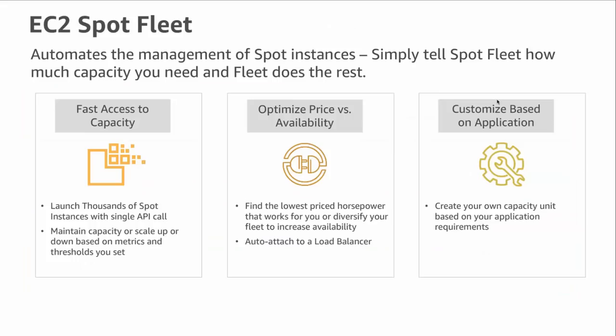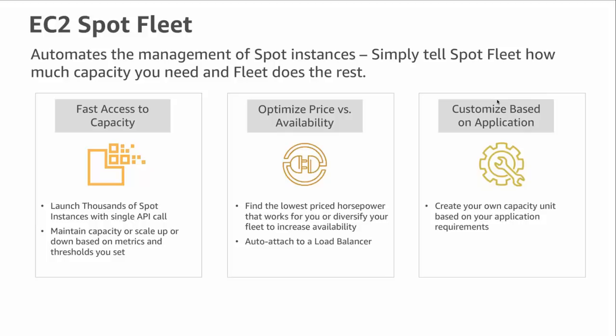We also provide tools for you to utilize to deploy your Spot resources. One of those tools is called EC2 Spot Fleet. The job of EC2 Spot Fleet is to automate the management of your Spot instances. You simply tell Spot Fleet how much capacity you need, and then Fleet goes off and does the rest. It's a single API call to launch a single or thousands of Spot instances, and even On-Demand instances in the same request. You can maintain that capacity, and scale it up or down based on metrics that are important to you.